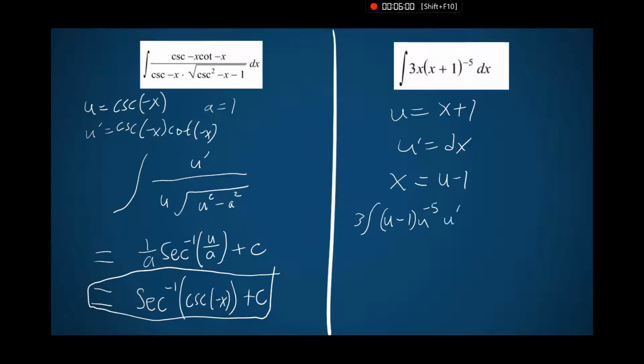And then we split it, we distribute. 3 times the integral of u to the minus 4 power minus u to the minus 5th power. And that's minus 1 over 3 u to the minus 3rd power, 3u to the negative 3 over negative 3, okay. And plus 3 over 4 u to the minus 4 power. Yep, plus C. Okay, then simplify and resub for u.